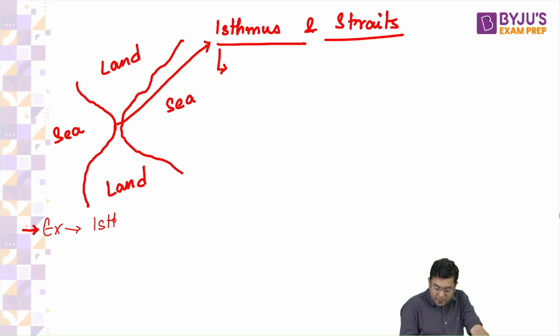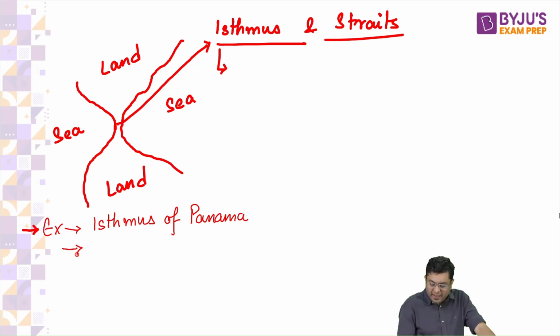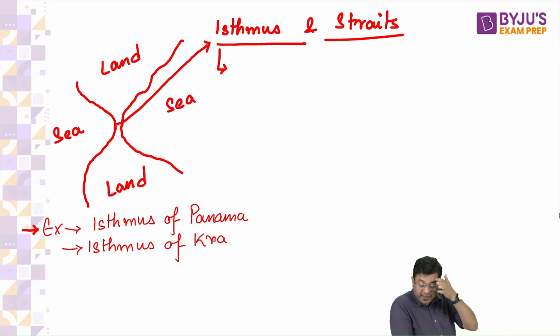Okay. So here, example, isthmus of Panama. Now I won't be changing font. Okay. So kindly adjust. Isthmus of Kra.